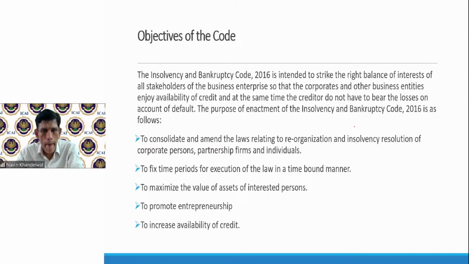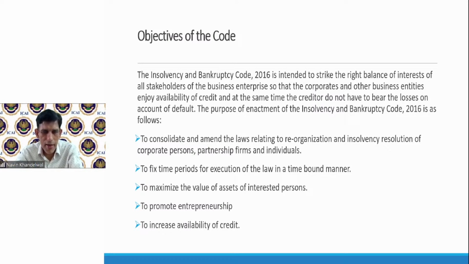So if we go to the preamble and the objectives, the whole objective is intended to strike the right balance to all the stakeholders of the business enterprise so that the corporate and other business enjoy the availability of credit, and at the same time the creditor do not bear the loss on account of default. What does this mean? It simply means that once insolvency starts, the state of that company should remain as it is on the insolvency commencement date. That means if the company is running, let the company run once it is admitted in insolvency. There should not be any step to stop the operations of the company. So we should try to ensure that the interest of the stakeholders is maintained and they continue to do the business operation.